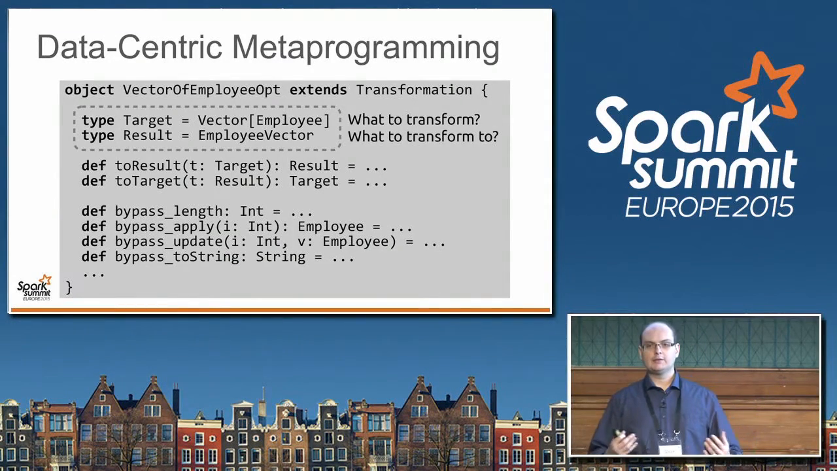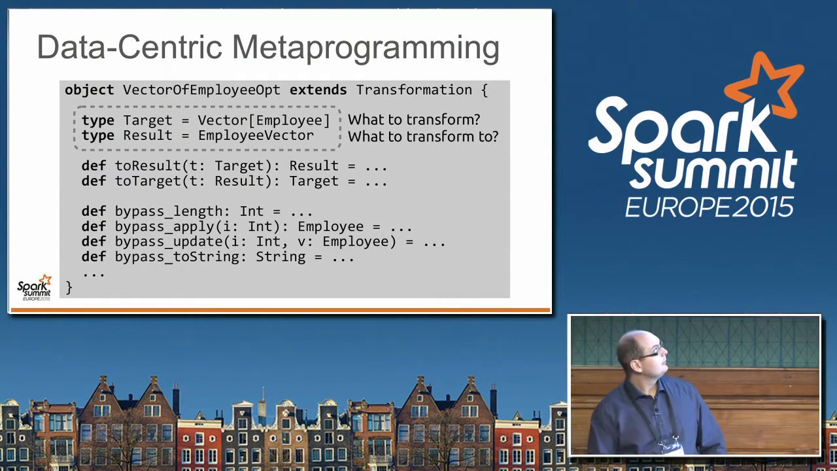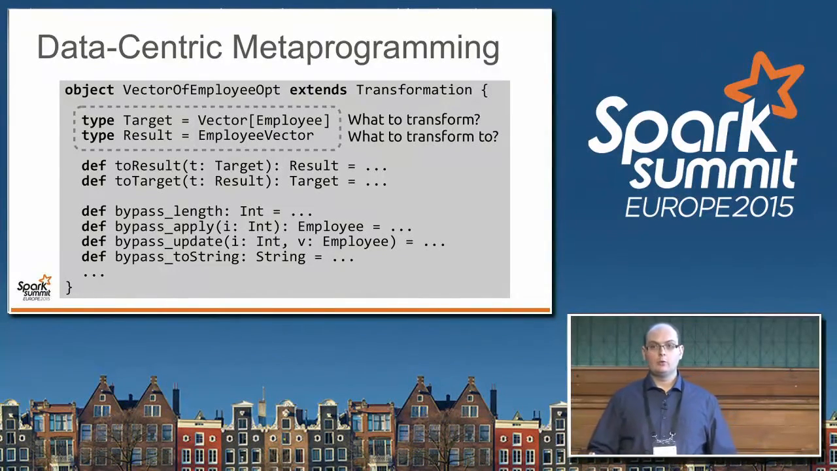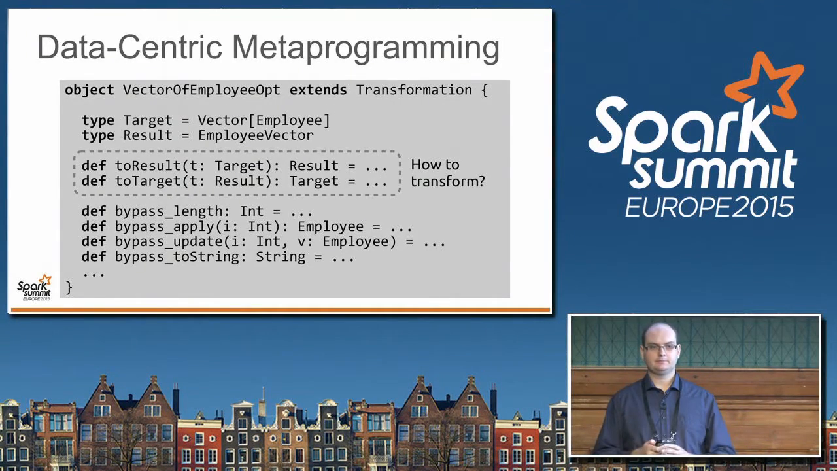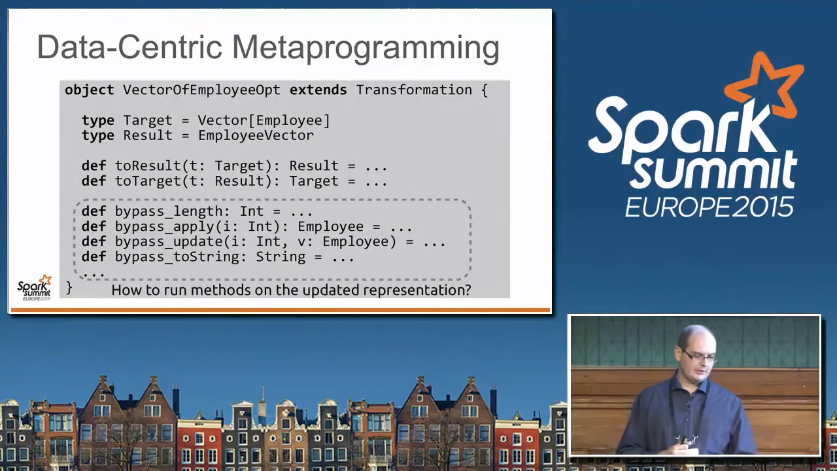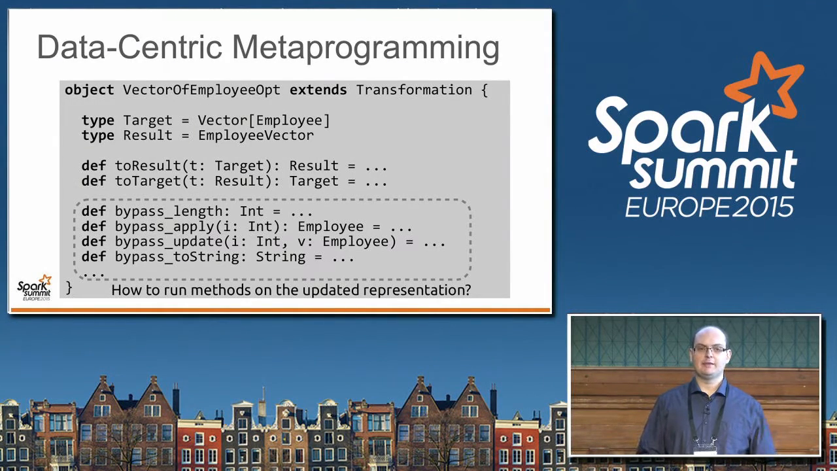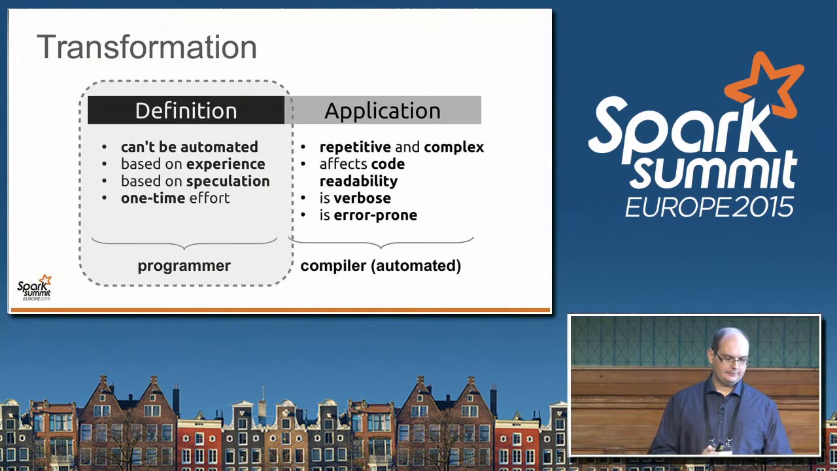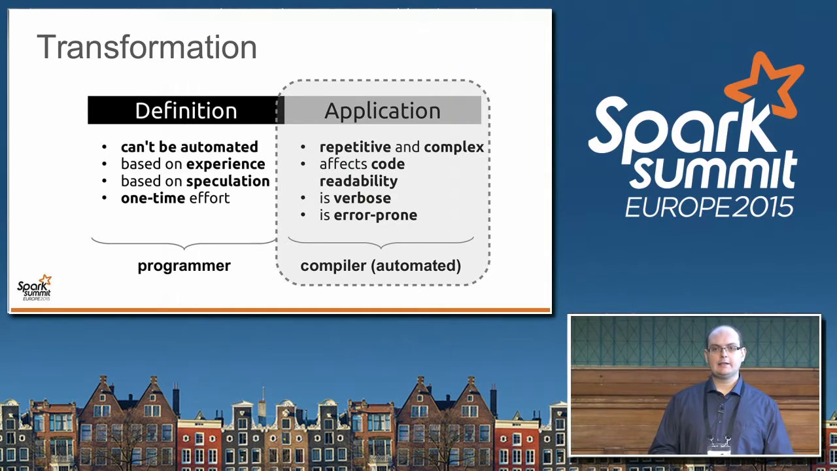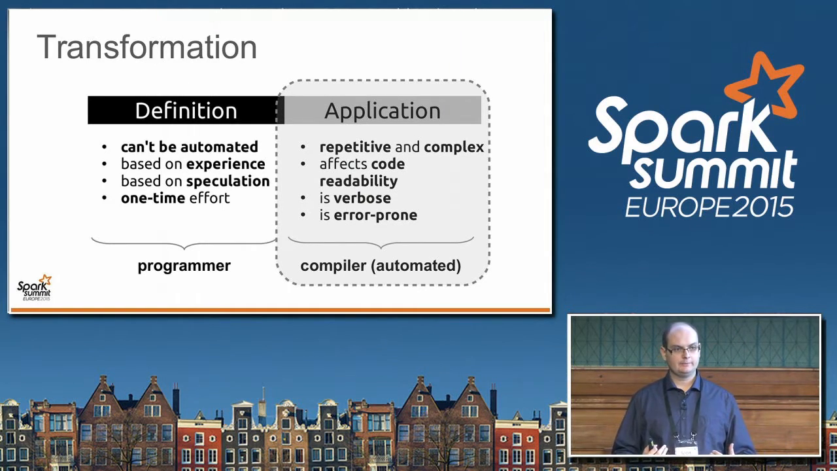First, we say, what do we want to transform up there? And what do we want to transform to? Then we say how to do it. And finally, the last part of a transformation is how to run methods on the new representation. So for example, before we had a vector of employee.length. How are we going to run the length method directly on the new representation? This is all the compiler needs to know. And then it can automatically apply this transformation to your code.